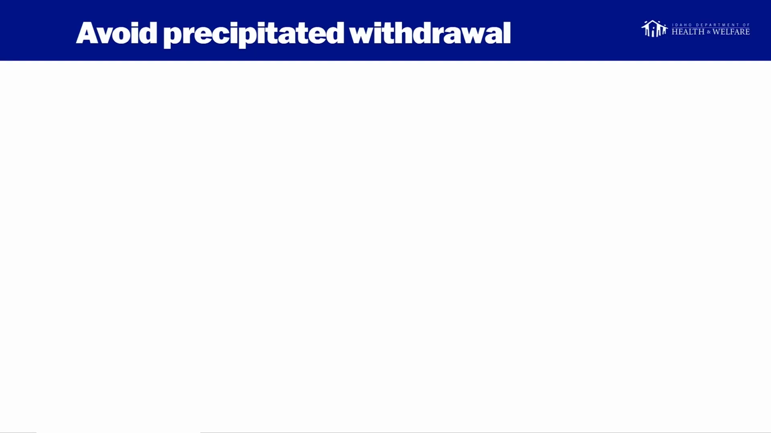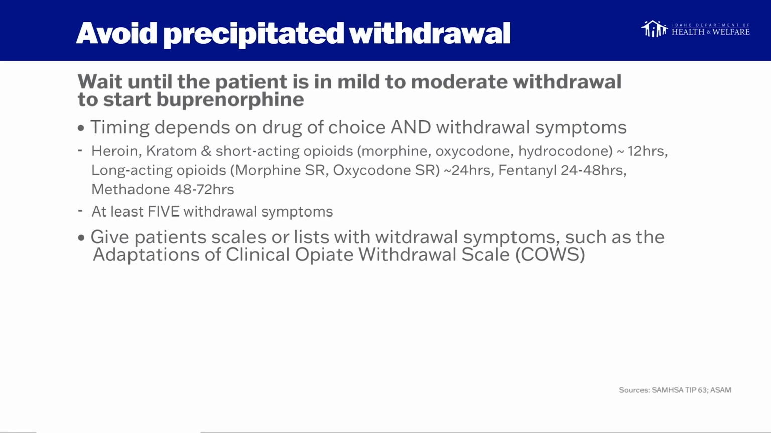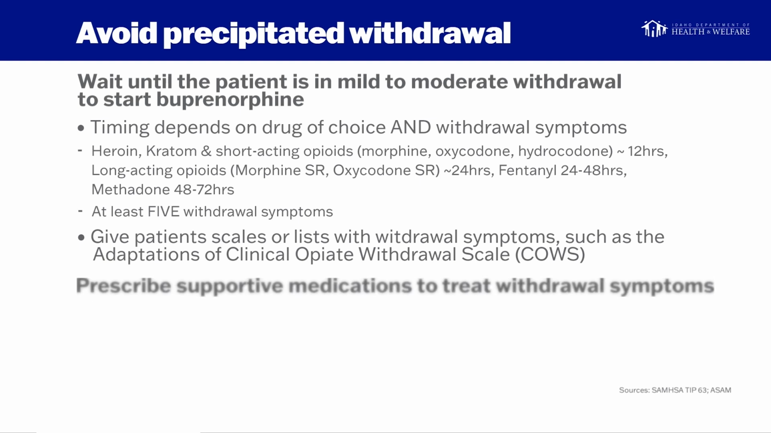This is really scary for patients, right? They are trying to avoid withdrawal symptoms when they're treating their addiction with heroin, right? That is what they're trying to avoid. So we need to make sure they're set up for success. So that means prescribing medications that they can take to help mask some of those symptoms.